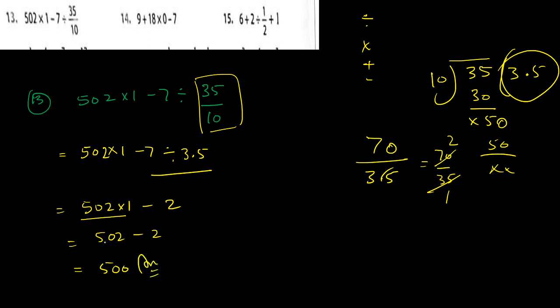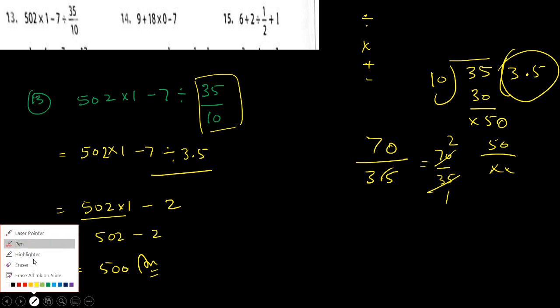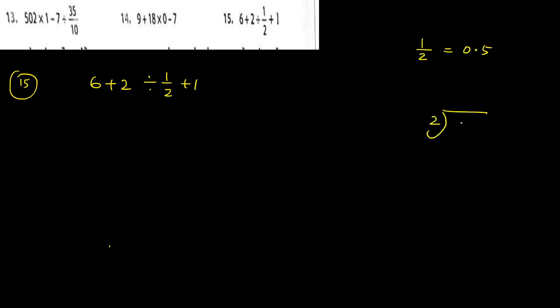Okay. Now let us do question 15. 6 plus 2 divided by 1 upon 2 plus 1. First of all, the value of 1 upon 2 is 0.5. How? If you divide 1 by 2, put a decimal and increase 1 0, 2 5s are 10. So it is actually 0.5. So I will write 0.5 instead of 1 upon 2.